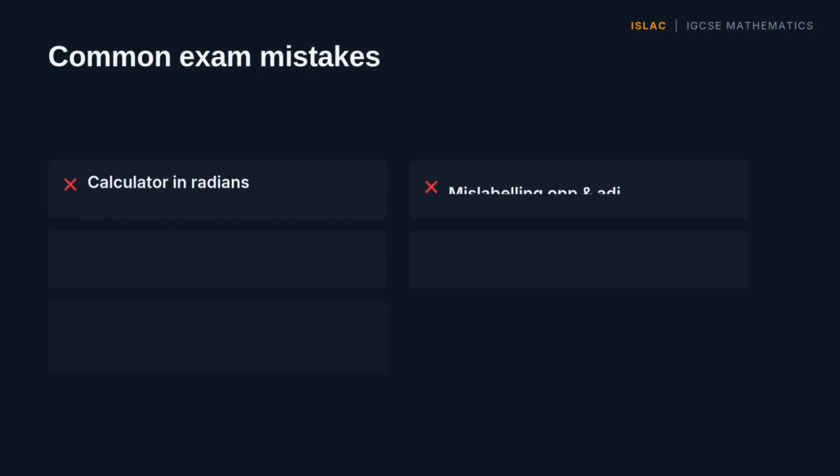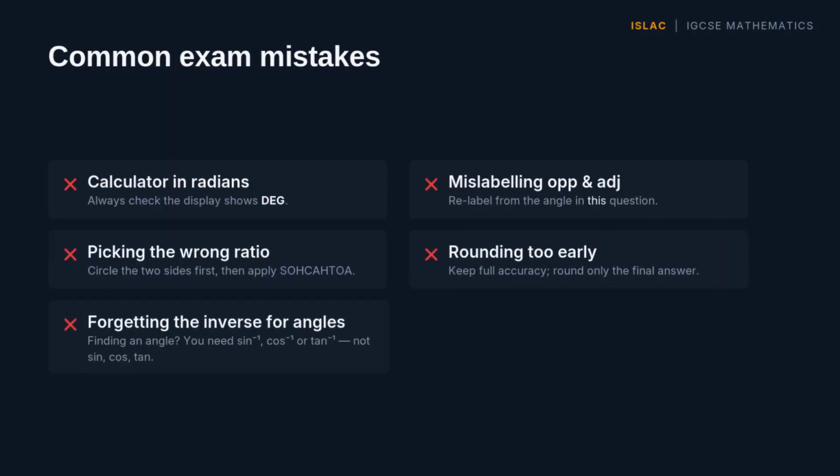The 5 mistakes that cost marks. Radians mode, wrong ratio, mislabeling, rounding too early, and forgetting the inverse for angles. Tick these off before you hand in.